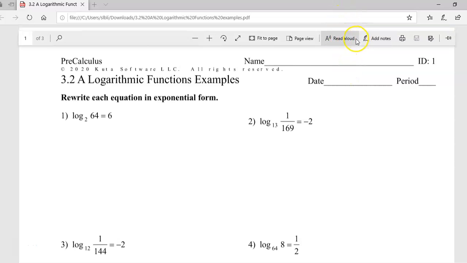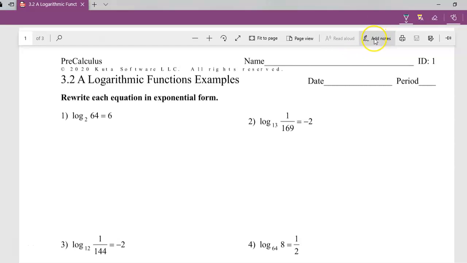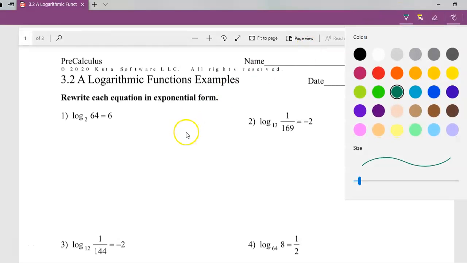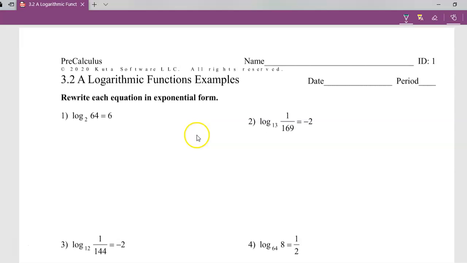All right, so today we are talking about section 3.2a, logarithmic function examples. In this section we are introducing logs, and I'm pretty sure you guys have seen them in the past, but a log is the inverse function of an exponential. So basically, if something is written in exponential form, you're going to have something raised to an exponent.